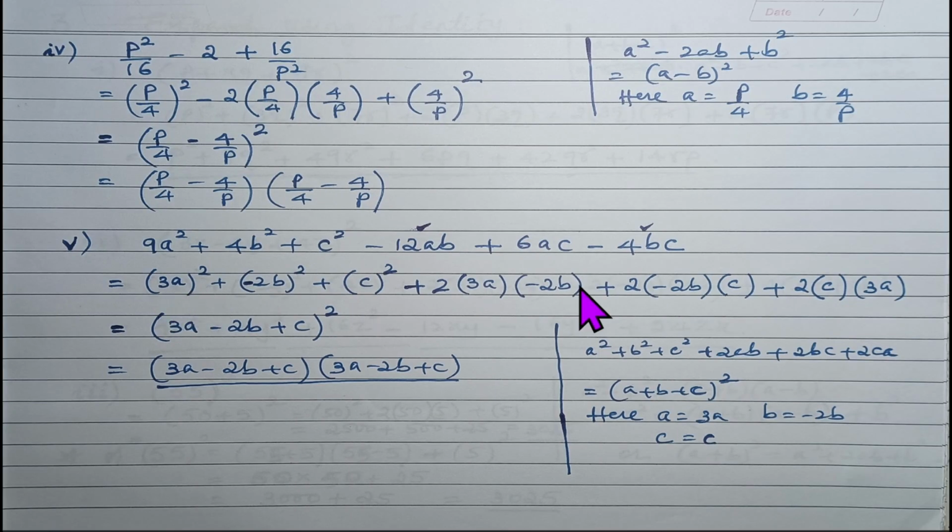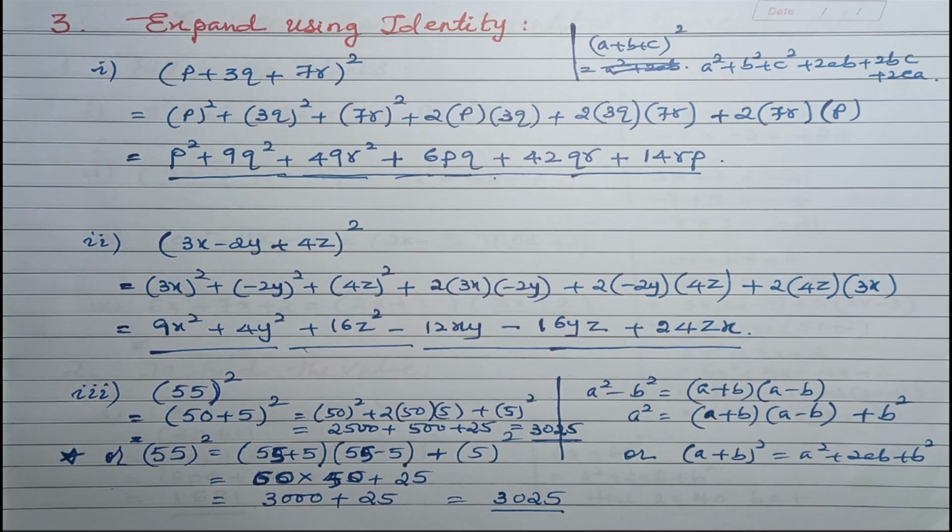Now therefore this is the expansion of a square plus b square plus c square plus 2ab plus 2bc plus 2ca, the expansion of (3a minus 2b plus c) whole square, and therefore the factors are (3a minus 2b plus c) and (3a minus 2b plus c). Try to understand that. Now coming to the example, expand using identity.